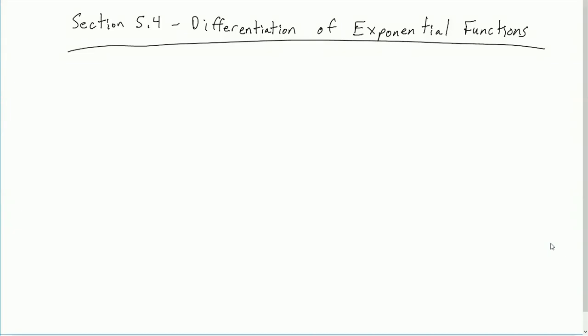Hey everybody, we're going to look at the last section for this test, section 5.4, which is called differentiation of exponential functions. So first thing, what is an exponential function?